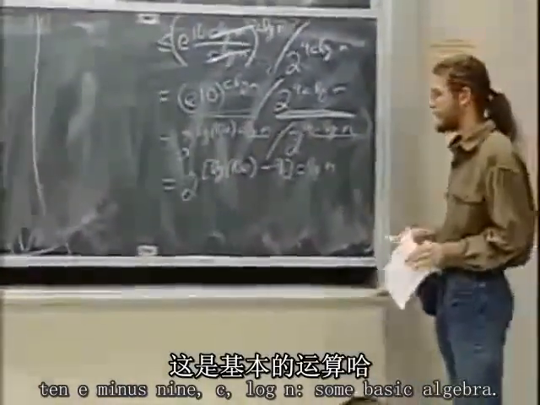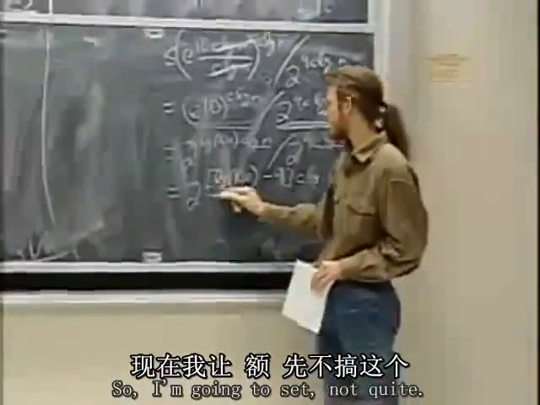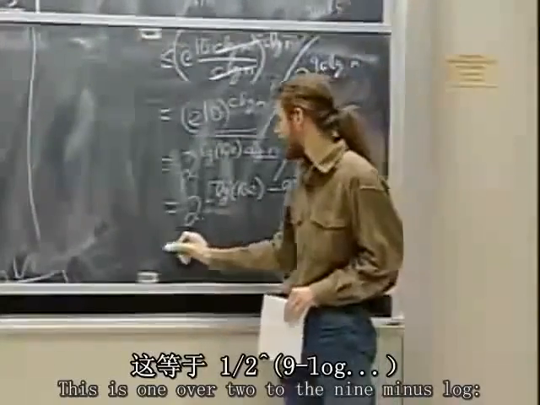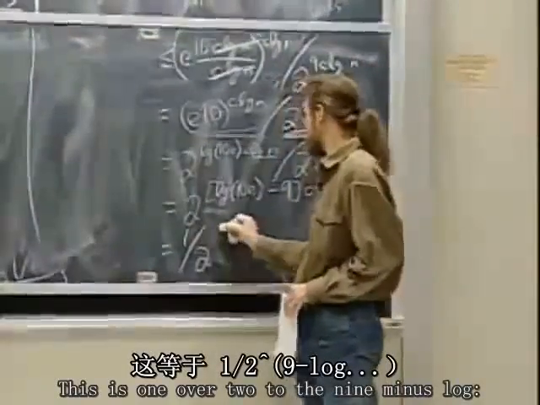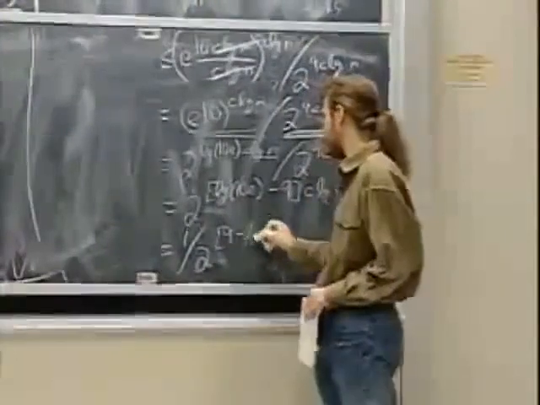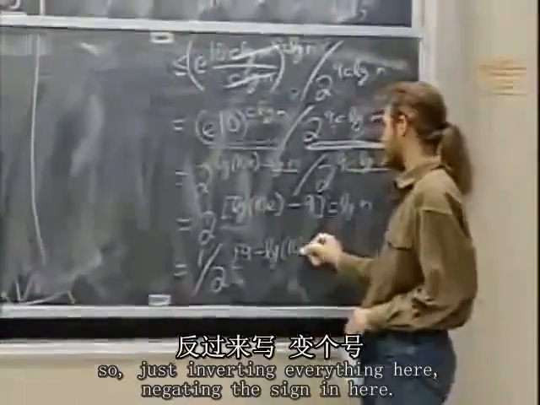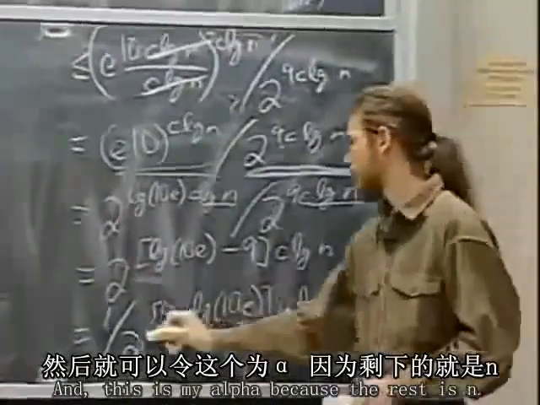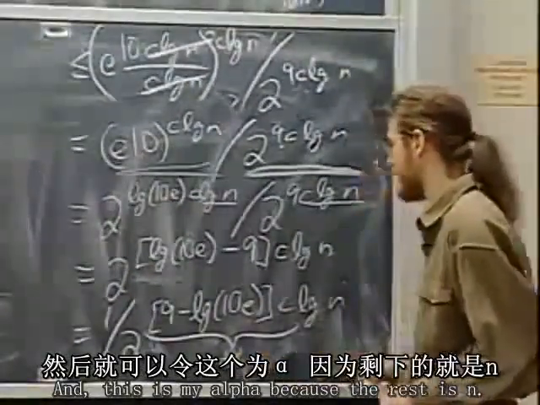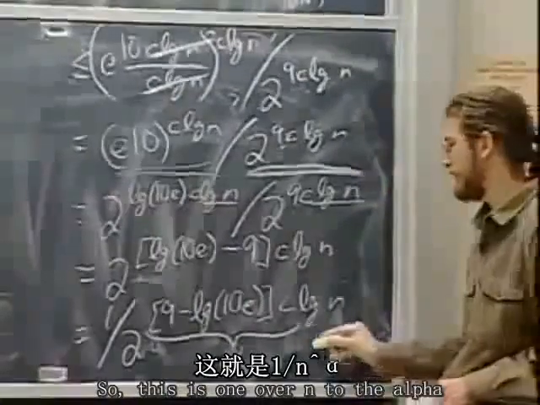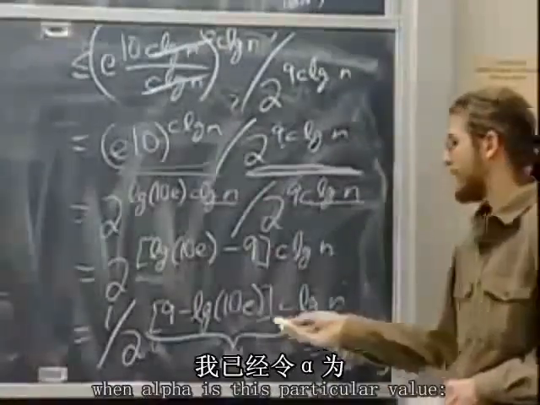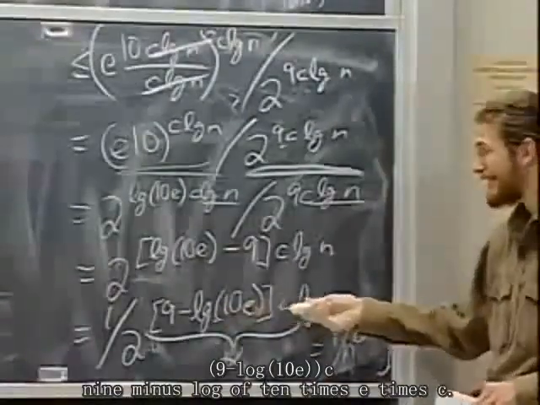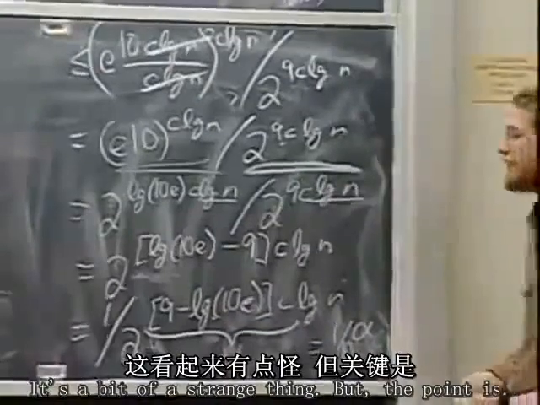Some basic algebra. And so I'm going to set, not quite. This is 1 over 2 to the 9 minus log. So just inverting everything, negating the sign in here. C log n. And this is my alpha. Because the rest is n. So this is 1 over n to the alpha when alpha is this particular value. 9 minus log of 10 times e times c. Bit of a strange thing.